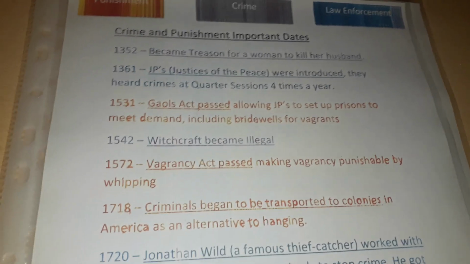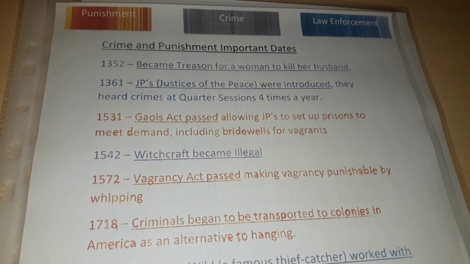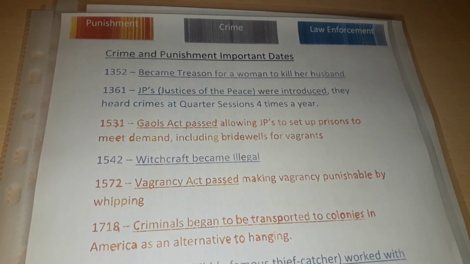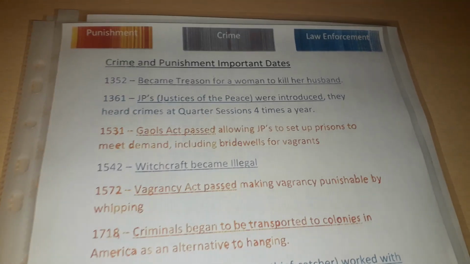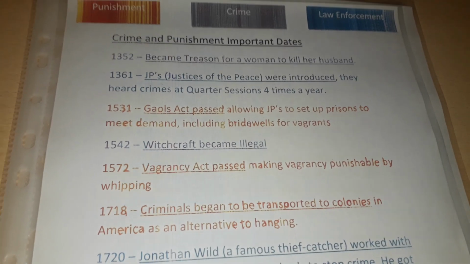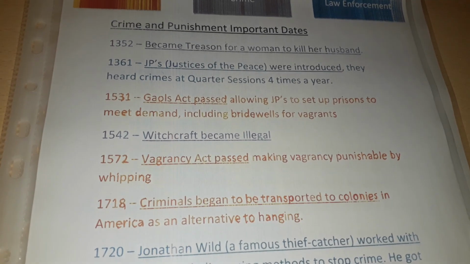In 1572, the Vagrancy Act was passed, and that made vagrancy punishable by whipping. So if they caught someone as a vagrant, just sitting there doing nothing or asking for money, they would get them and start whipping them as a punishment.